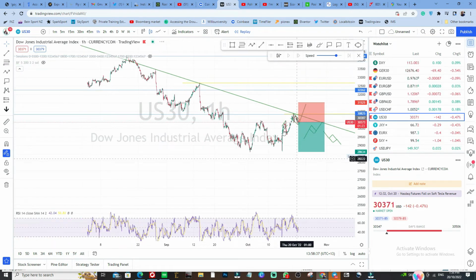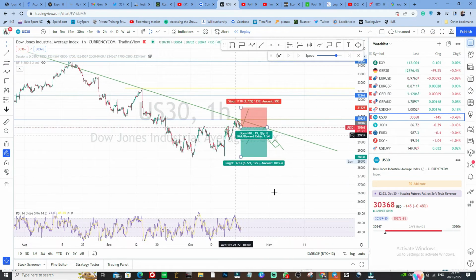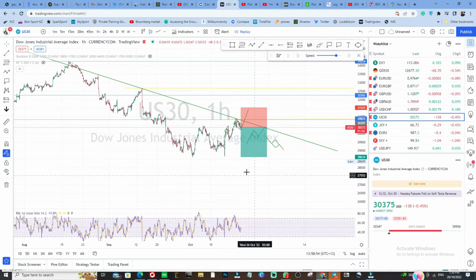Now that is how to use patterns. We have different kinds of patterns. We have the double tops that frequently appear on the market. We have the double bottoms. We have triple tops, triple bottoms. We have head and shoulders. We have inverted head and shoulders. And we have flags, like you can see here. This is a flag pattern occurring here.